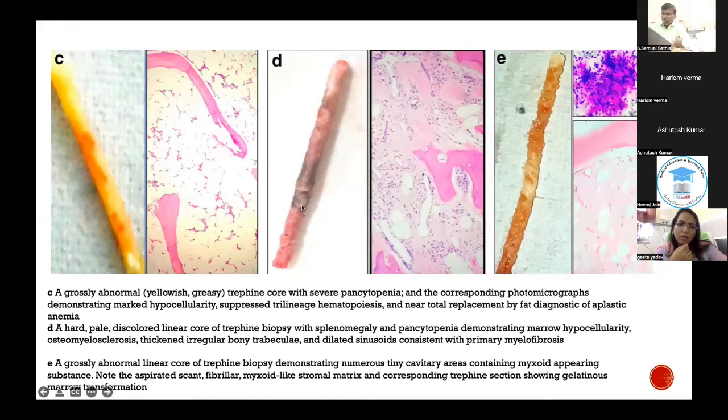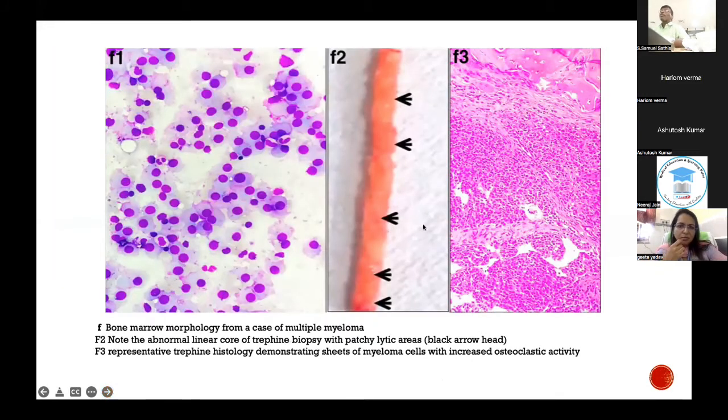In cases of myelofibrosis, this is a dirty looking biopsy. Similarly, this is a myxoid kind of biopsy, and the bone marrow biopsy ultimately showed gelatinous transformation. And this is a myeloma case in which we can see these lytic areas grossly also. Though I haven't seen such a long bone marrow biopsy in myeloma cases, because in myeloma the biopsy becomes very fragile. So we do get some idea from the gross examination of the bone marrow biopsy.